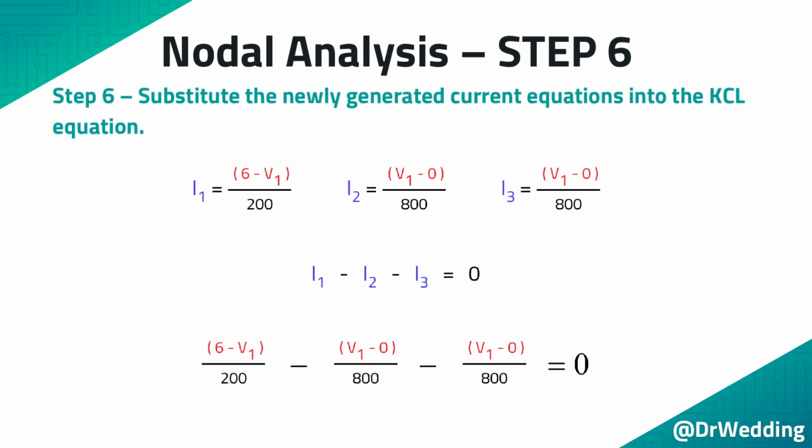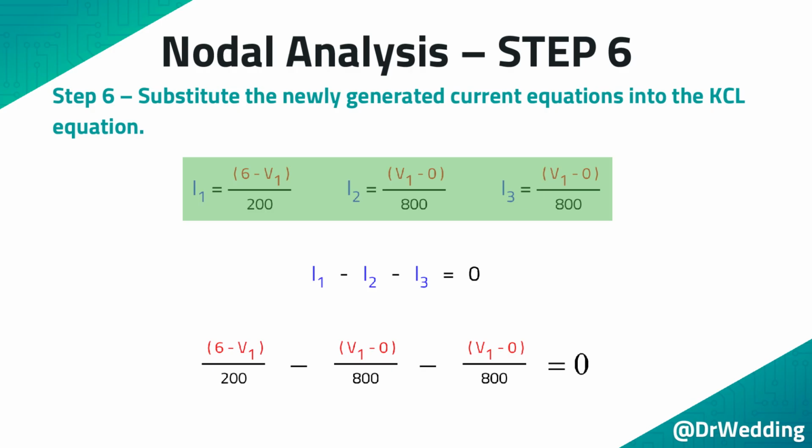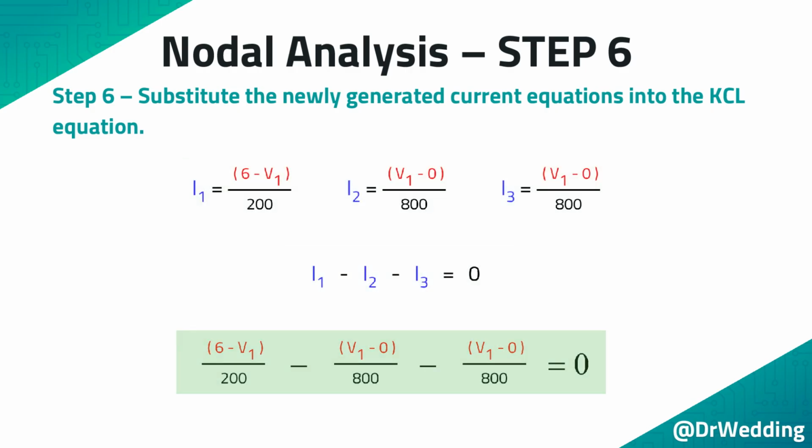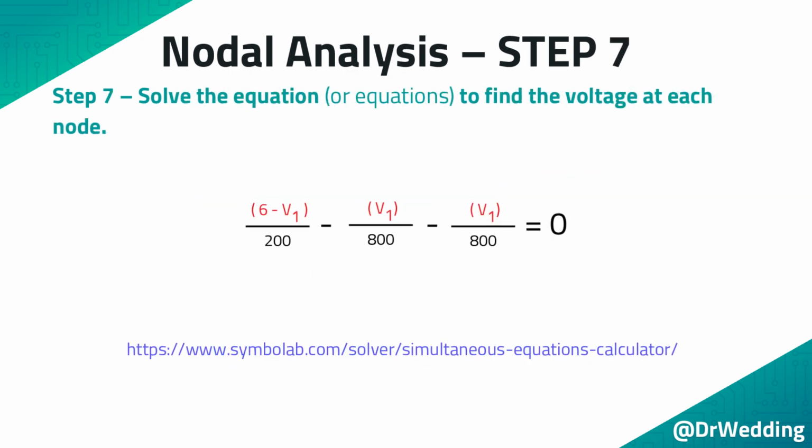Step 6. Substitute the newly generated current equations into the KCL equation. When the 3 current equations are plugged into the KCL equation, the KCL equation becomes a new equation with 1 variable in it. Step 7. Solve the equation to find the voltage at each node.